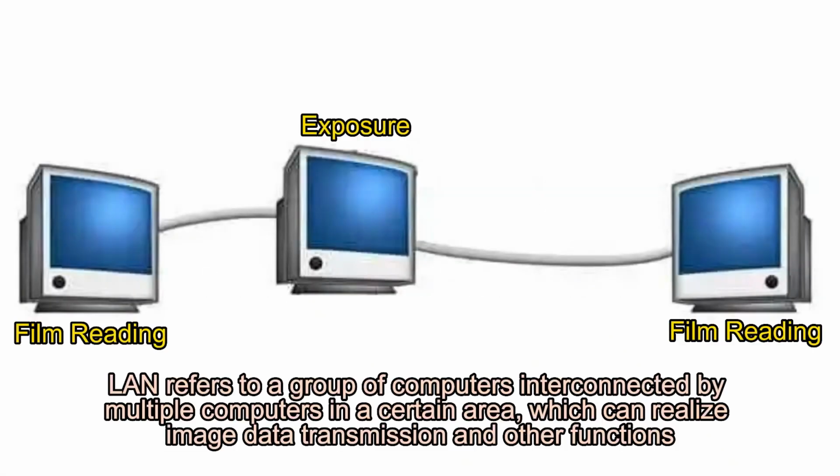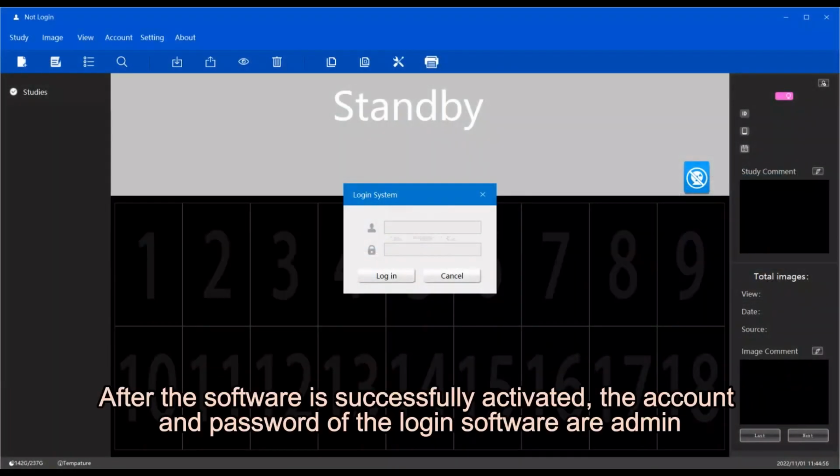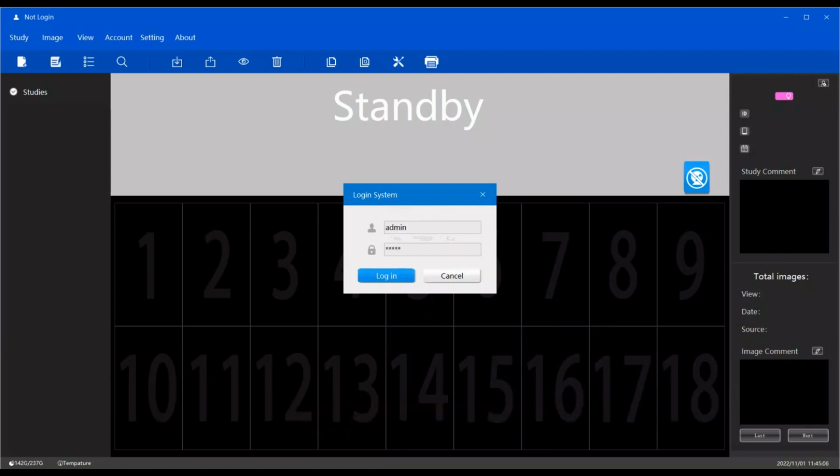LAN refers to a group of computers interconnected by multiple computers in a certain area, which can realize image data transmission and other functions. All consulting rooms installed with LAN need to install unified version of sensor software and activate the software. After the software is successfully activated, the account and password of the login software are admin.